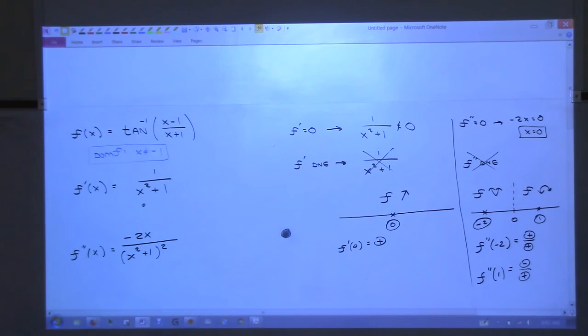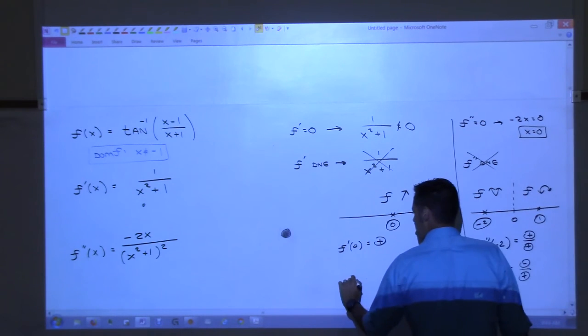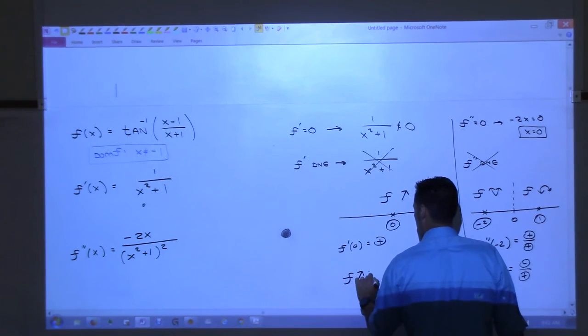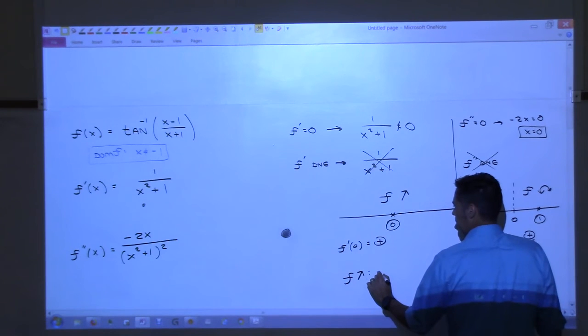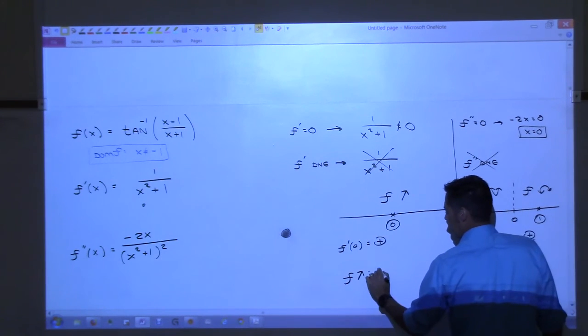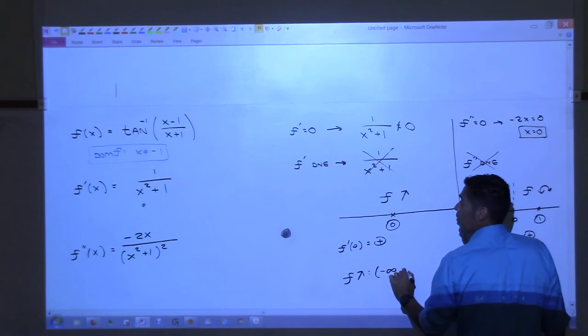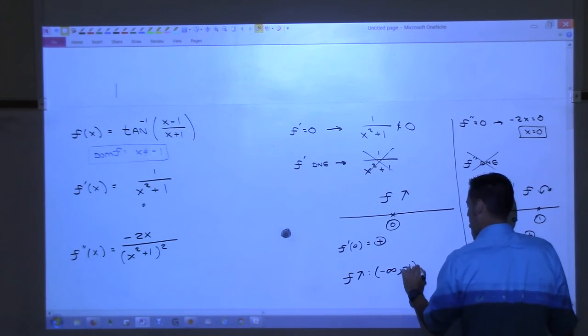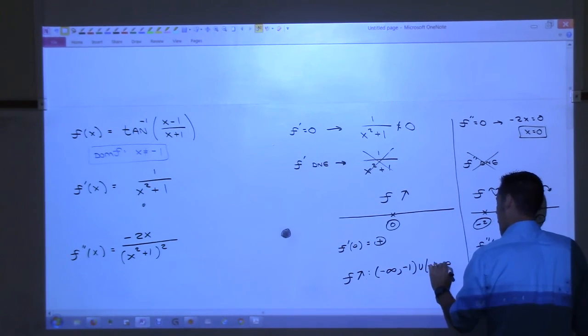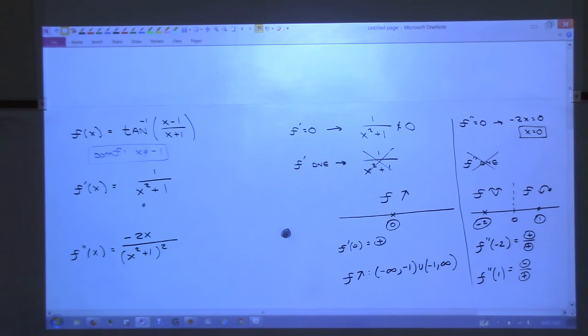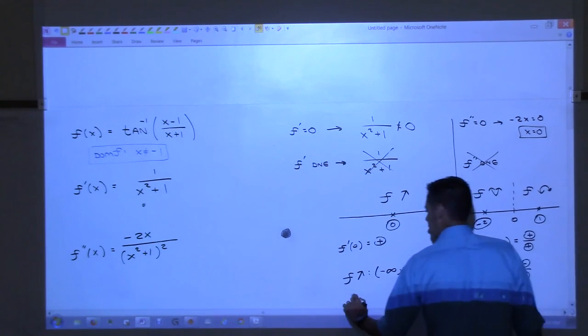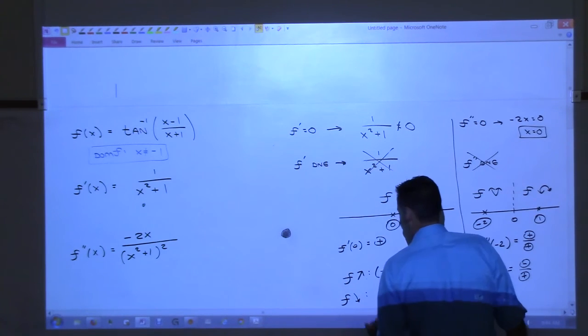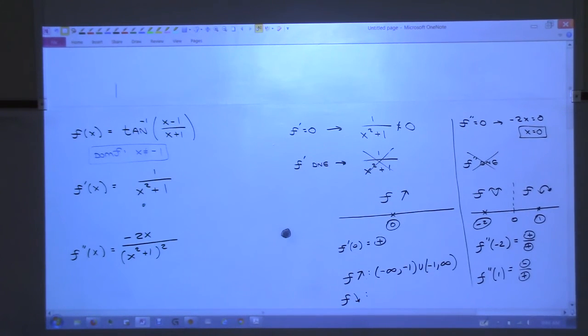All right, let's try and summarize this now. Where is f increasing? So where is it increasing? Everywhere except negative 1, right? That's tricky, you see? Because if you put negative infinity to infinity, technically it's not correct. Where is it decreasing? Nowhere. Ooh, how do we say that? How do we say nowhere, other than writing the word nowhere?